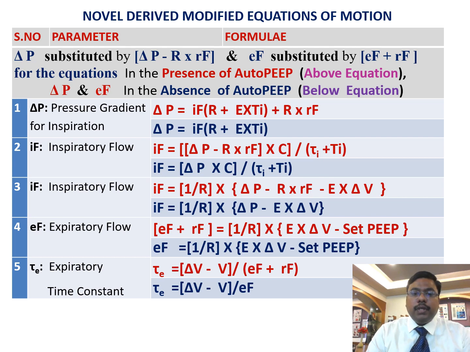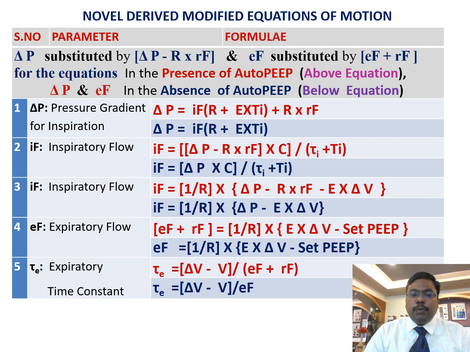So first, delta P is equal to inspiratory flow times the bracket resistance plus elastance times inspiratory time. Second equation, inspiratory flow is equal to delta P times compliance divided by inspiratory time constant plus inspiratory time. Third equation, inspiratory flow is equal to 1 by resistance times delta P minus elastance times delta V, where delta V denotes tidal volume. Fourth equation, expiratory flow is equal to 1 by resistance times elastance times delta V minus PEEP. And fifth equation, expiratory time constant is equal to delta V minus V divided by expiratory flow.